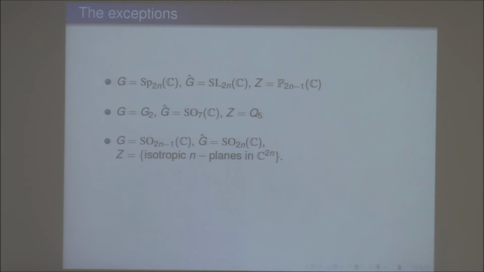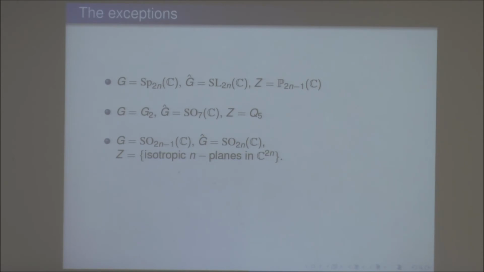And then there's this family of examples, where I had to work a little bit actually. The small group is SO(n-1), the big group is SO(2n). So this has to do with the D_n thing at the end. The big group is SO(2n), and the manifold is the isotropic planes in C^2n. So these are the exceptions.